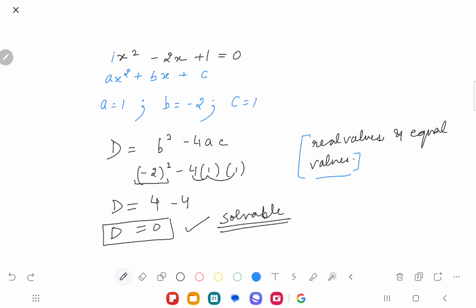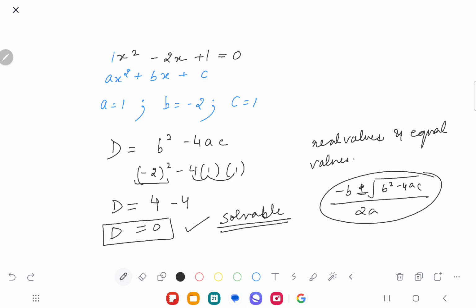Do you understand my point? What does that mean? If you solve this equation, both the values of x, after doing minus b plus minus over 2a, when you do plus minus, you get the same answer. Why? Because this discriminant comes out to be 0, isn't it? So this is going to become minus b plus minus under root of 0 over 2a.